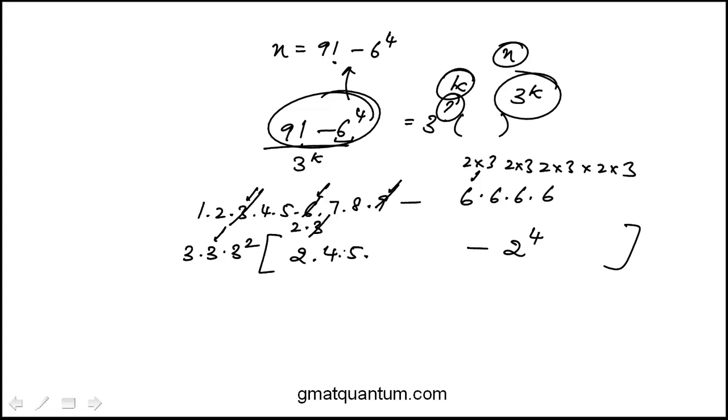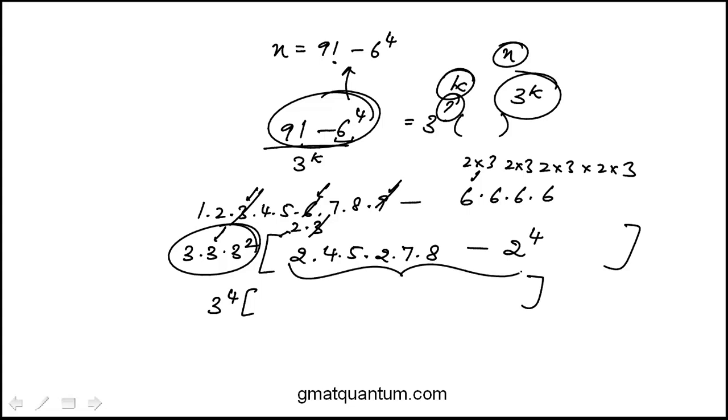This is where you want to be careful not to leave anything behind. 7 times 8. And let me just make sure: 2, 4, 5, 2, 7, 8. That's correct. Now, certainly we get 3 to the 4 here, but we also want to make sure that this number, after you do the subtraction, doesn't have any powers of 3. So we're going to have to actually compute this.